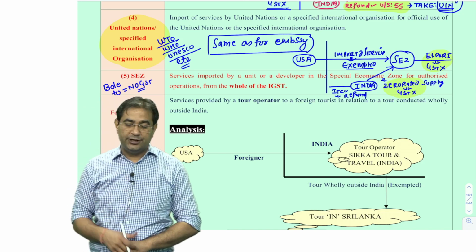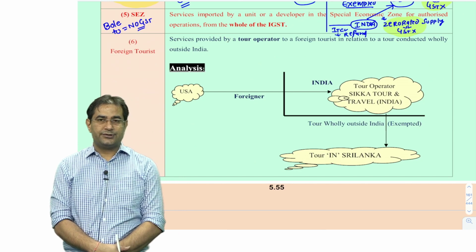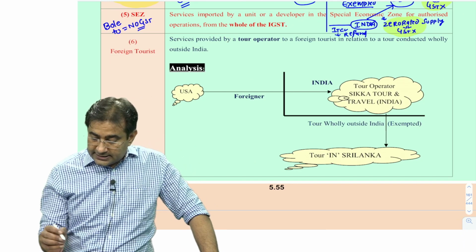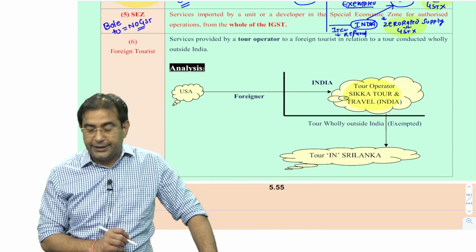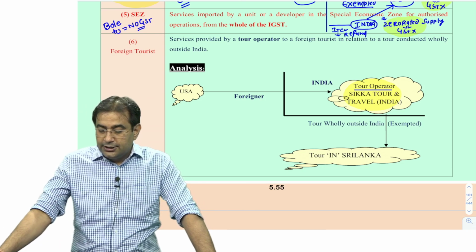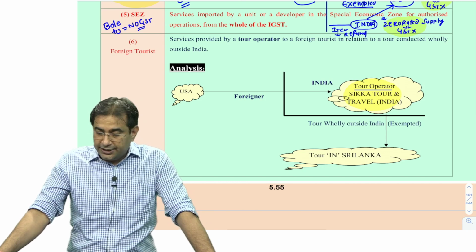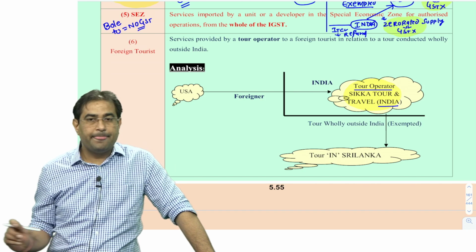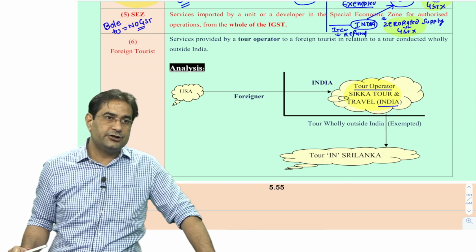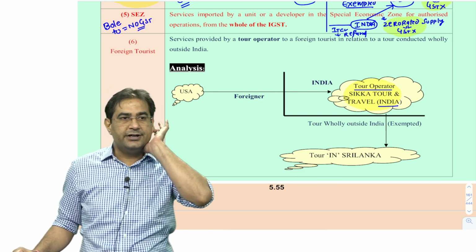Now come to the next point. I am going to discuss foreign tourists. One of the persons, the recipient, and the supplier is a person located in the taxable territory. Suppose a tour operator like Call Tour and Travels is located in the taxable territory in India, and such a tour operator provides services to a foreigner.